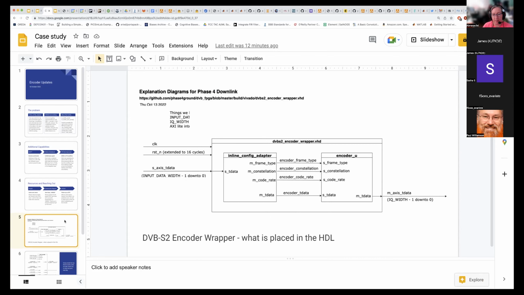Once you get into the wrapper, you have an inline config adapter. This handles the case where, when we have a BB frame, it's not just BB frames, it's one word that is the configuration word with the frame type, constellation, and code rate. The job of the inline config adapter is to figure out which one of those 32-bit words is that particular special word, break it down into enumerated types, and feed the encoder. You can see that the encoder has these things that go into it. So those two entities, that's what's in the wrapper.